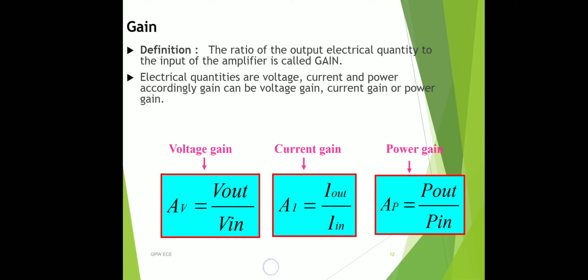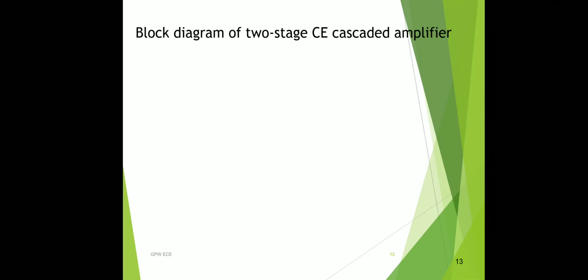Voltage gain is the ratio of output voltage to the input voltage. Current gain means the ratio of output current to input current, A_I equals I out by I in. The power gain A_P equals output power by input power, or we can write the power gain as the product of voltage gain and current gain. This is gain, the ratio of output to the input.